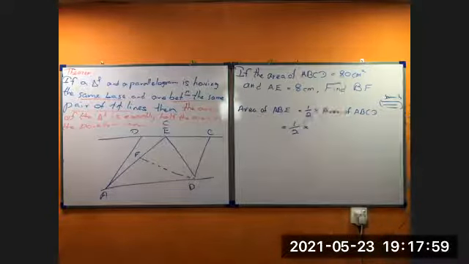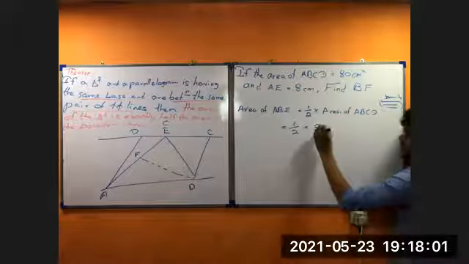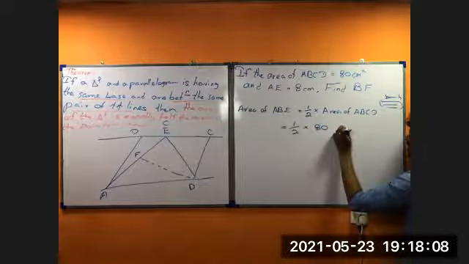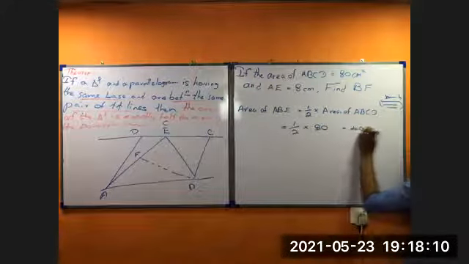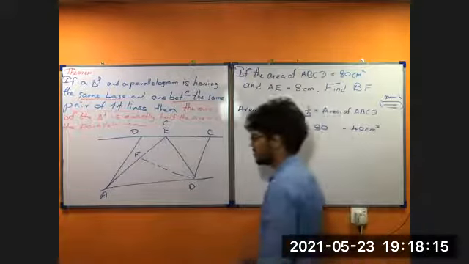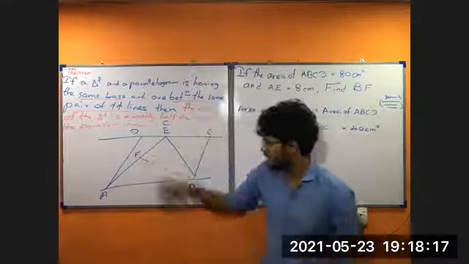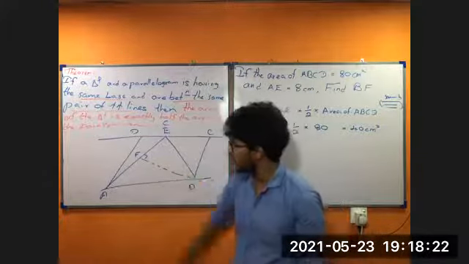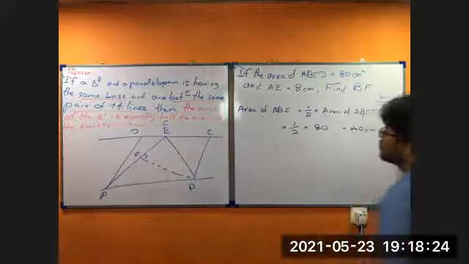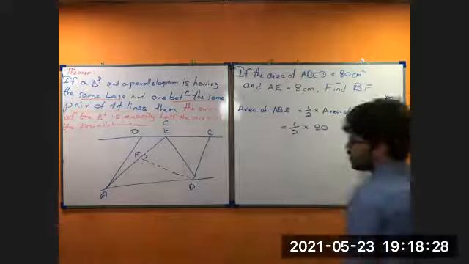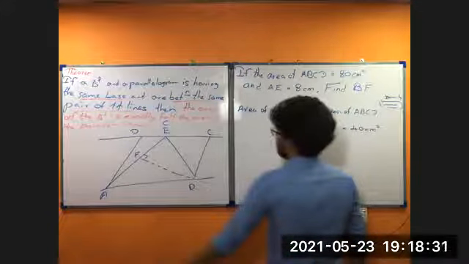Area of ABCD is given, which is 80 centimeters square. Half into ABCD, so the area of triangle ABE is 40 centimeters square. But they are not asking for the area of ABE, they are asking for this length, BF. So what else have they given? They have given AE is equal to 8 centimeters.